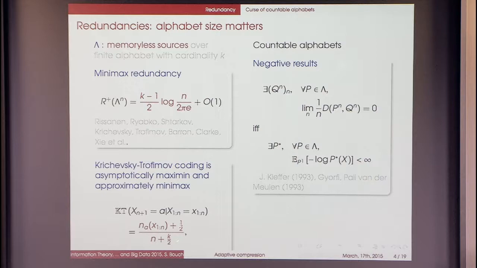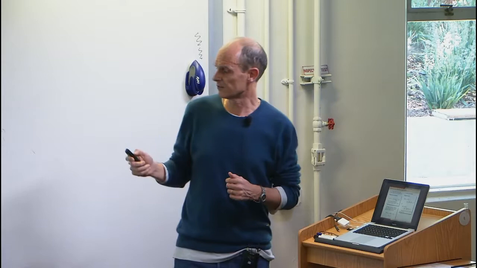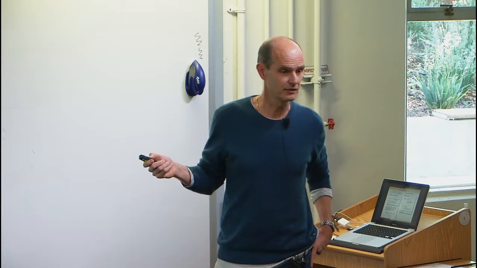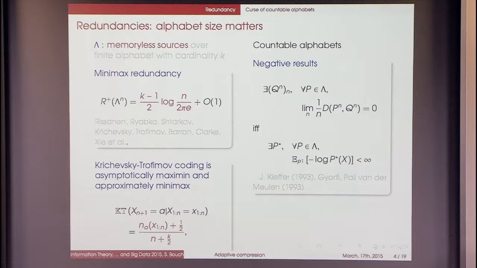So if this is the number of occurrences of a symbol A you have seen so far, the posterior probability of seeing another A as the next symbol is just that expression, and this is enough for fitting your arithmetic coder. So you are in very good shape as far as the alphabet is of finite size and you know the size of the alphabet. When you're looking at countable alphabets, well, then you get plenty of bad news.